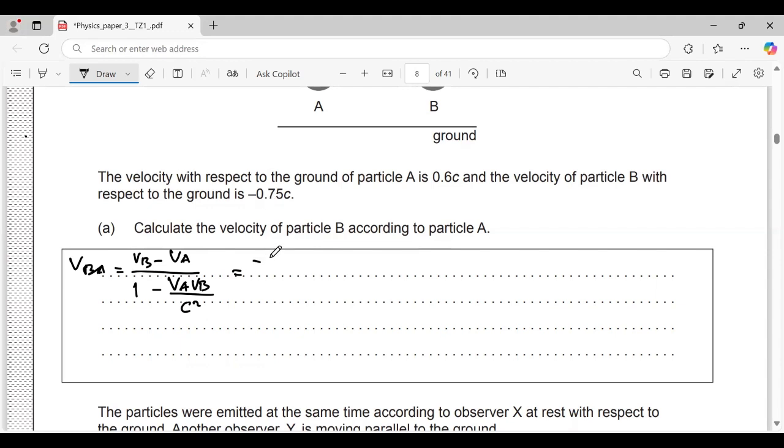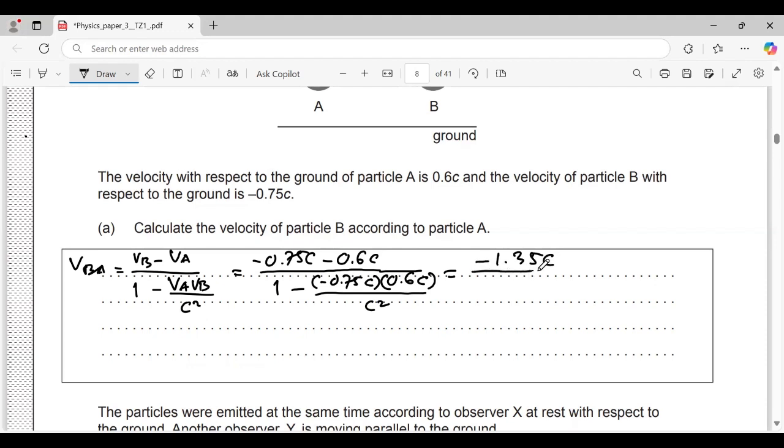VB is 1 minus 0.75 C minus VA, which is 0.6 C, over 1 minus 0.75 C times 0.6 C over C squared. It becomes minus 1.35 C over 1 minus 0.75 times 0.6, which is 0.45. It becomes plus here because minus and minus, so 0.45 C squared over C squared.